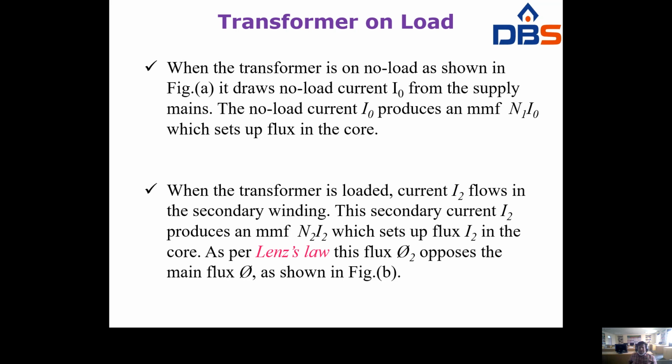Look once again. When the transformer is on no load as shown in figure A, it draws no load current I0 from the supply. That sets up flux in the core, that is pi. Next, figure B. When the transformer is loaded, current I2 flows in the secondary winding. This current I2 produces an MMF N2 I2 which sets up the flux, that is pi 2. Because of Lenz's law, pi 2 is always opposite to the main flux, right? Shown in figure B.